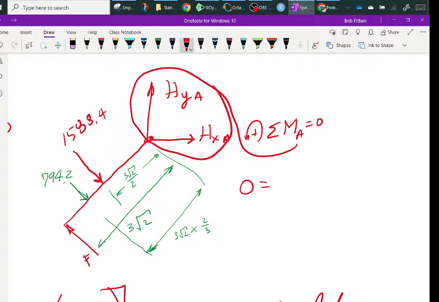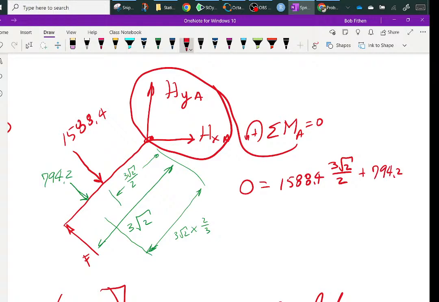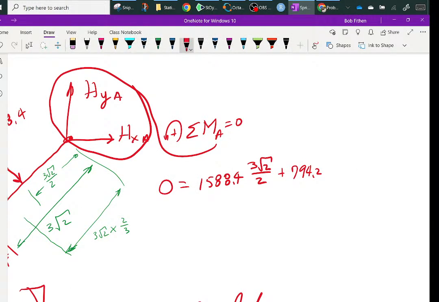And so here I'm going to say 0 is equal to 1588.4. That's this force times that moment arm, 3 square root of 2 over 2. Then you've got this force times that moment arm, plus 794.2 times 2/3 times 3 square root of 2.